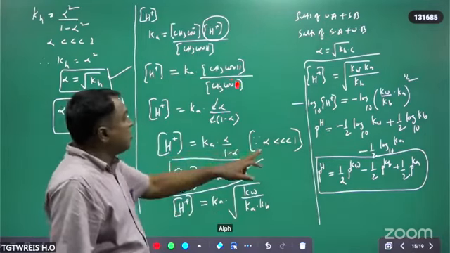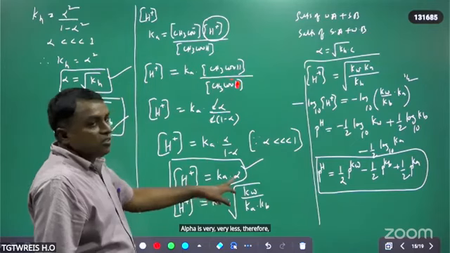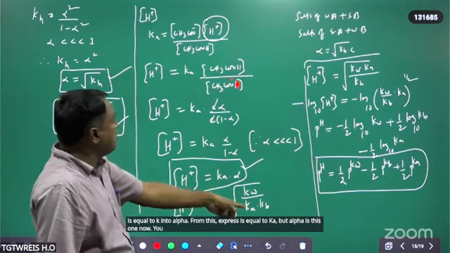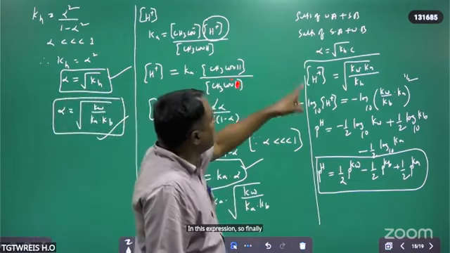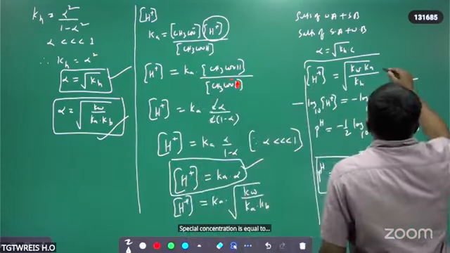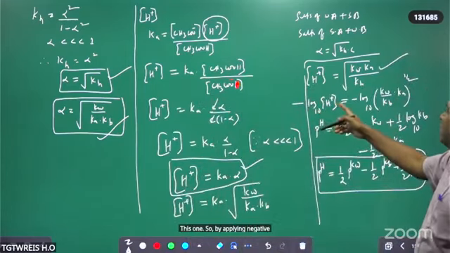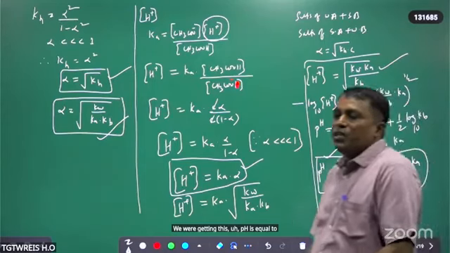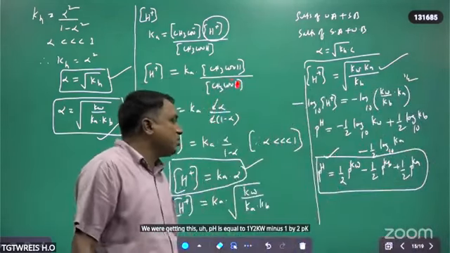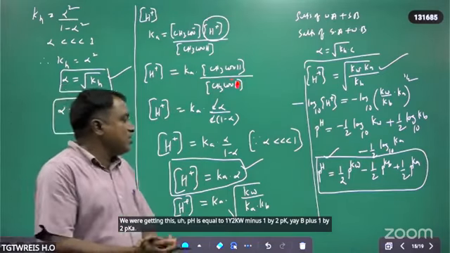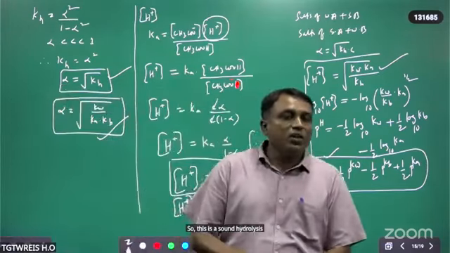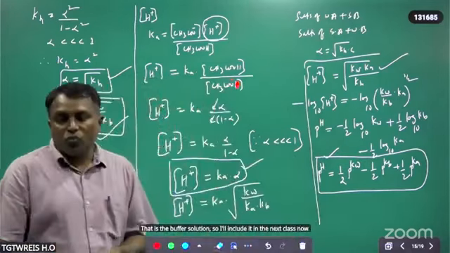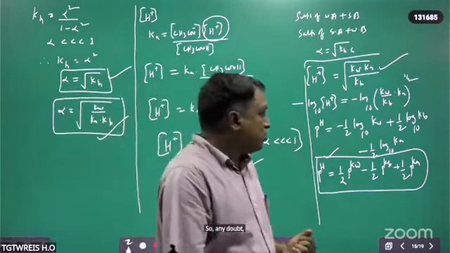Alpha is very, very small. Therefore, H plus ion concentration is equal to Ka into alpha. From this, H plus is equal to Ka, but alpha is this one now. You substitute this equation in this expression. So finally, you will get the H plus concentration equal to this one. By applying negative log on both sides, we get pH is equal to 1/2 pKw minus 1/2 pKb plus 1/2 pKa. So this is salt hydrolysis, and the leftover topic is the buffer solution. So we'll meet in the next class. So any doubt, please ask.